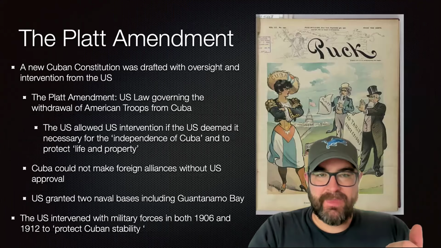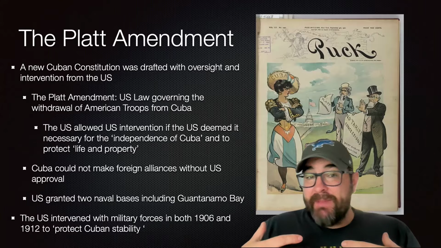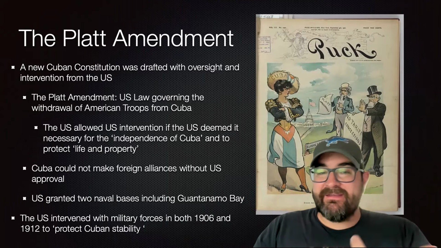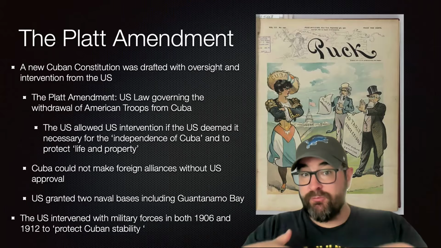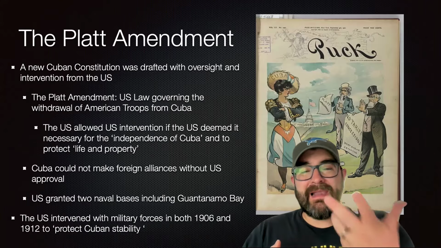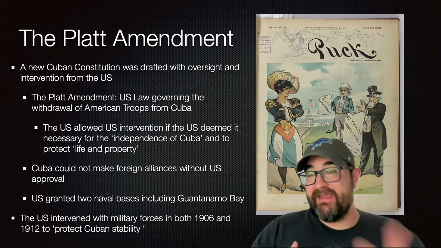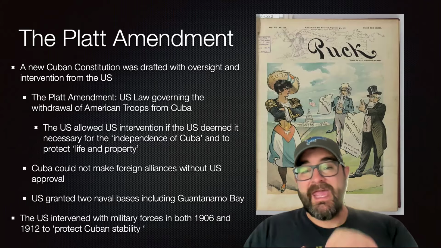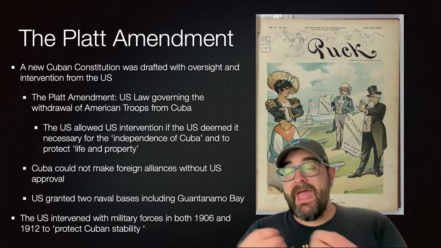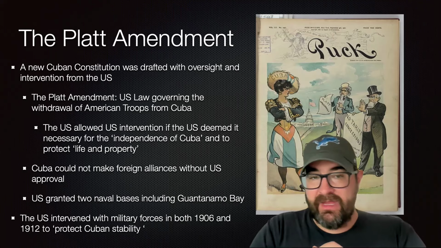Now, with the coming of an independent Cuba comes a new Cuban constitution that was drafted with a lot of oversight from the United States. The United States would pass a law in our own country called the Platt Amendment, where the United States would withdraw troops from Cuba following its independence, but allow for the intervention of the United States into Cuban politics if it was necessary for the, quote, independence of Cuba and to protect life and property on the islands.